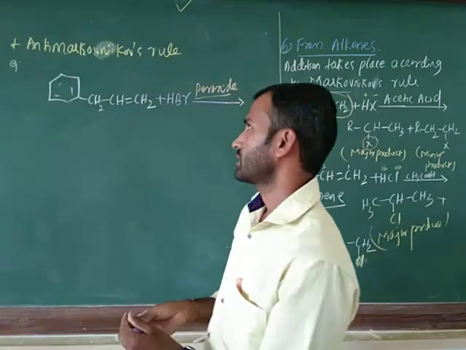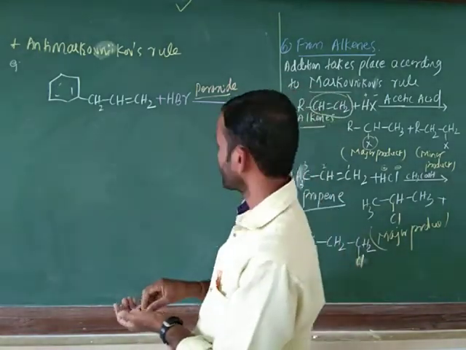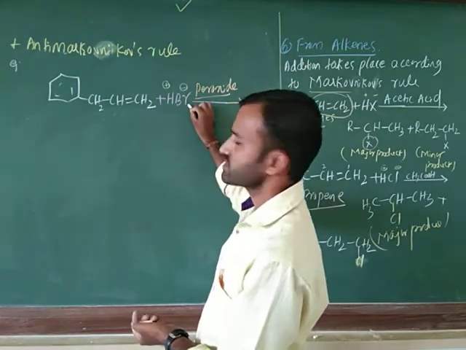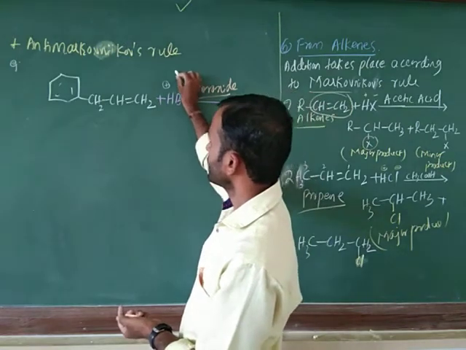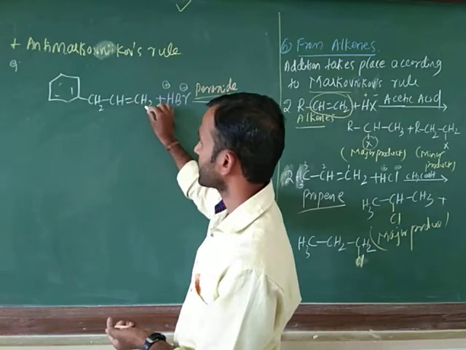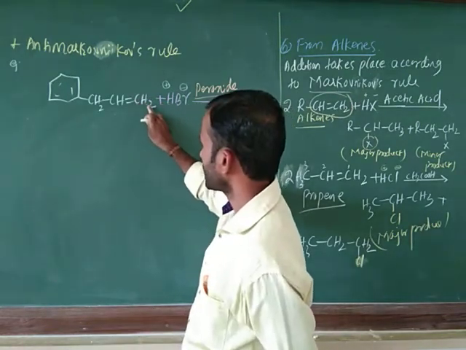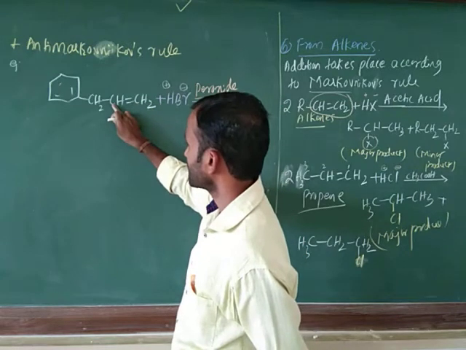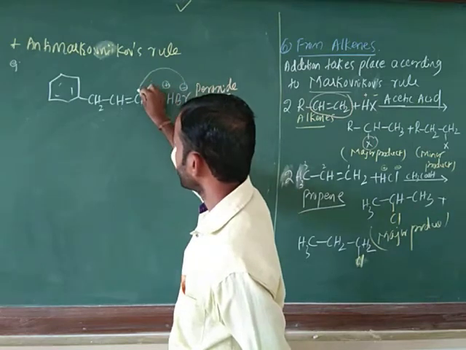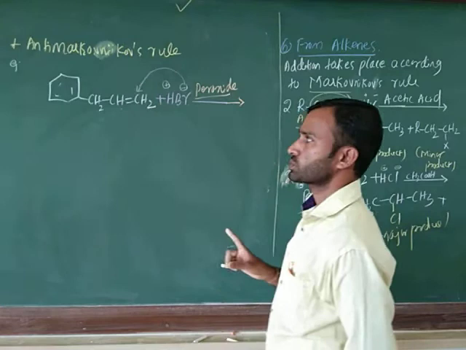What is the definition of the anti-Markovnikov rule? With the help of the example you have to write. This acts as a negative charge, Br minus, this acts as a positive charge. This Br minus acts as a nucleophile. The incoming nucleophile is going to attack the unsaturated carbon, that carbon containing more number of hydrogen. Just here, this carbon contains 2 hydrogen. This carbon contains 1 hydrogen. The incoming nucleophile is going to attack only the carbon containing more number of hydrogen, that is called the anti-Markovnikov rule.